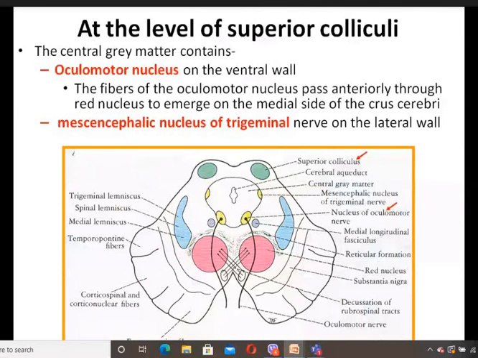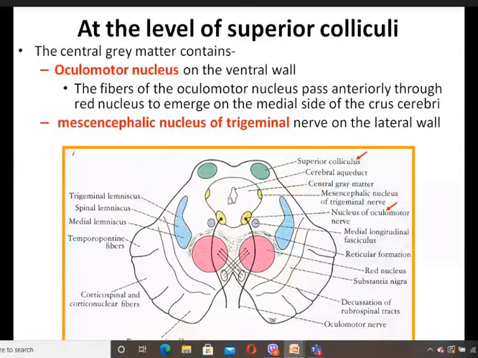At the level of the superior colliculi, here we can see the section of the superior colliculus. The central gray matter consists of the oculomotor nucleus. So here we can see the nucleus of the oculomotor nerve. On the ventral wall, the fibers of the oculomotor nerve pass anteriorly through the red nucleus to emerge on the medial side of the crus cerebri. So we have seen the oculomotor nerve on the medial side of the crus cerebri, and this one is the red nucleus.